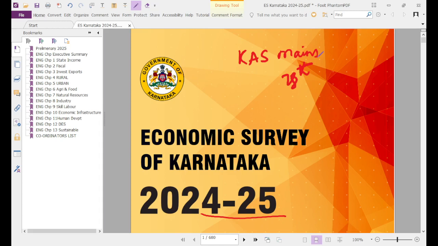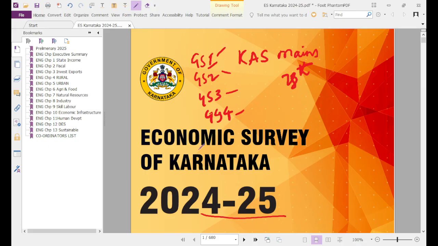This is the one place to go to write most of the answers in your GS 1, 2, 3 and even 4 also, right? In GS 1 we have social sector initiatives, in GS 2 the governance-based part, in GS 3 economy, and even in GS 4 various good governance initiatives and case studies. Most of the answers can be picked up directly from the Economic Survey of Karnataka in line with the Economic Survey of India.